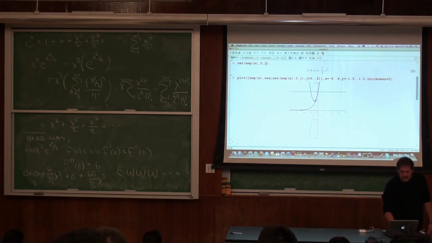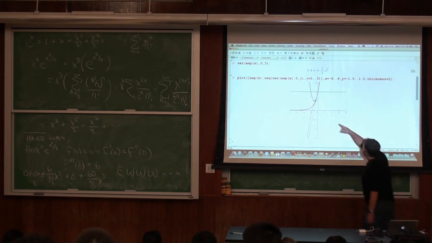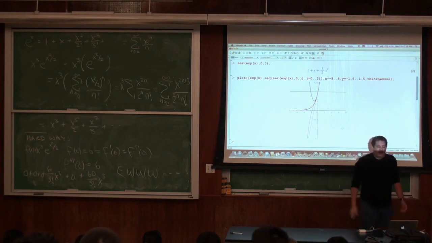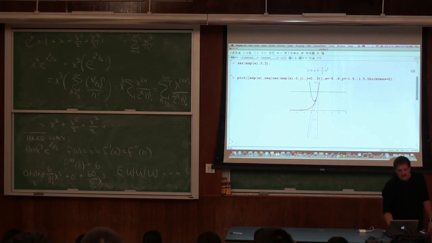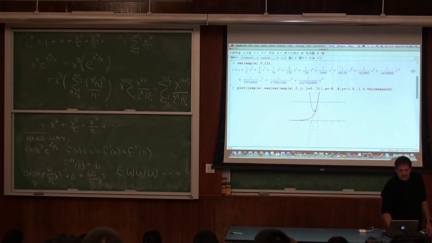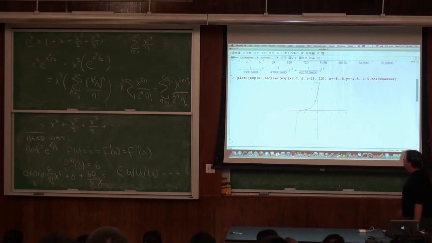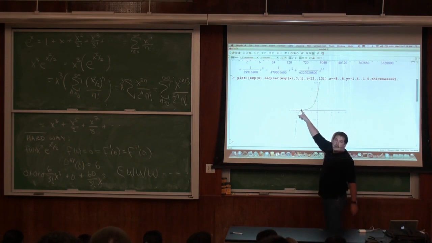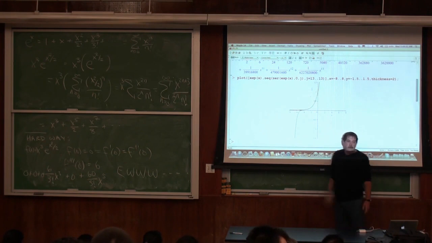If I go to three terms, that's the purple one. It starts to hug the graph a little more. If I go to, say, 13 terms, I get some horrible looking polynomial. Let me actually just do the 13th one. And you can barely tell the difference out to negative 5. The green curve is sitting on top of the red curve, so you can't even see it.